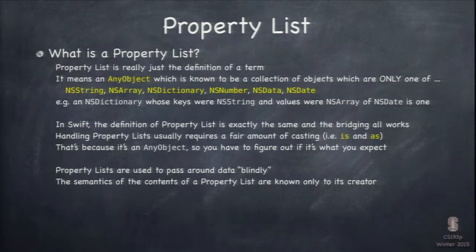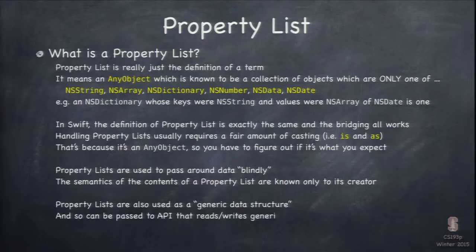Two reasons, really. One, property list is used to pass data around blind. It's like a cookie in a browser or something. It's this bundle of data that only the creator of it knows how to interpret, because only they know what strings, arrays, dictionaries, and stuff are in there. But to everyone else, it just looks like AnyObjects, so they don't know what it is. So all they can do is pass it around to other things. So it's good for blind data passing.